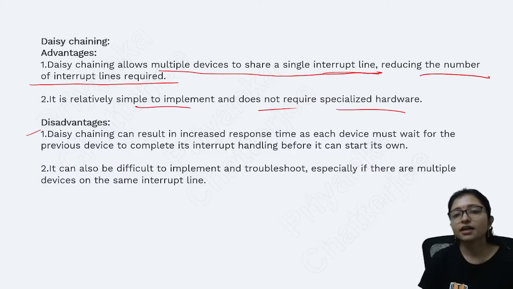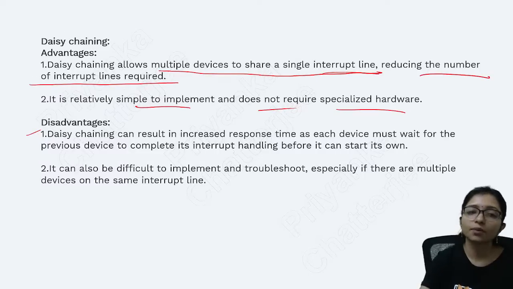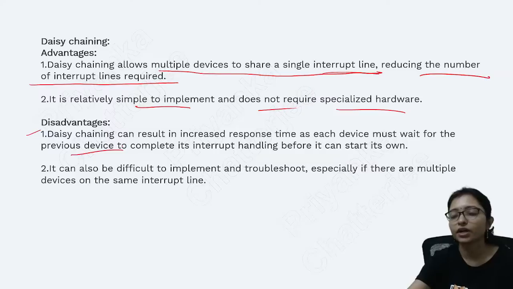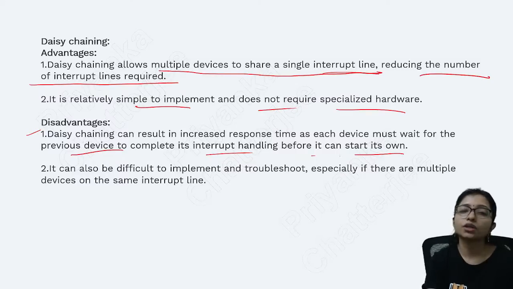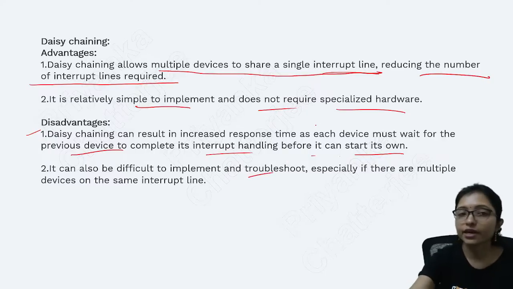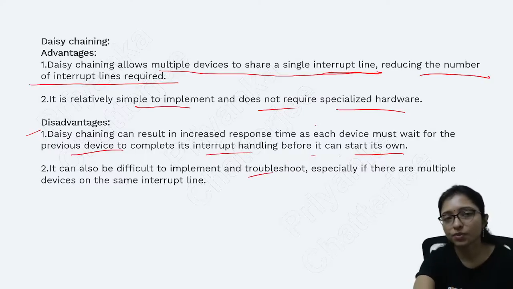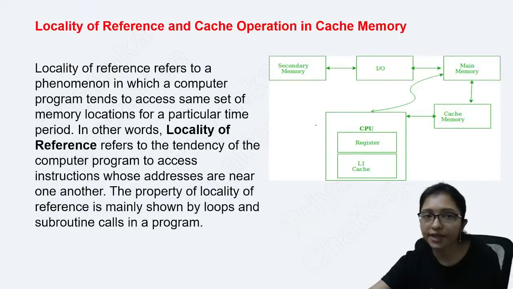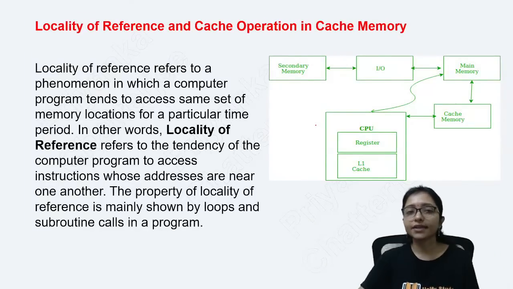It increases the response time as each device must wait for the previous device, because the priority is there, right? You are working on the same line, so interrupt handling has to wait before it starts. This is the difference. This is the disadvantage, and it is also difficult to implement and troubleshoot. So I hope it is clear to everyone what is the main difference between daisy chaining and polling.